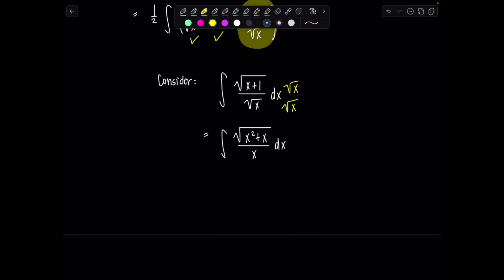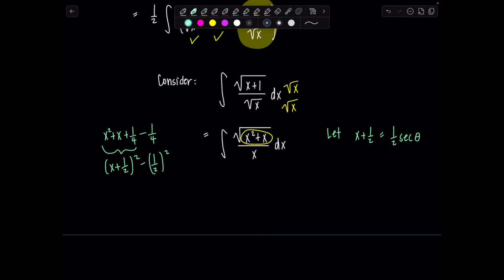Okay, we need to complete the square for the expression underneath the radical here to figure out which trig sub is going to be appropriate. So x squared plus x plus 1/4 would be a perfect square trinomial. So I'm going to subtract a 4th. And then this factors into x plus 1/2 quantity squared minus 1/4, which is also 1/2 squared. So remember, when you have the variable quantity squared minus the constant squared, you use the following substitution. You're going to let x plus 1/2 equal 1/2 secant theta. And then dx would be 1/2 secant theta tan theta d theta.